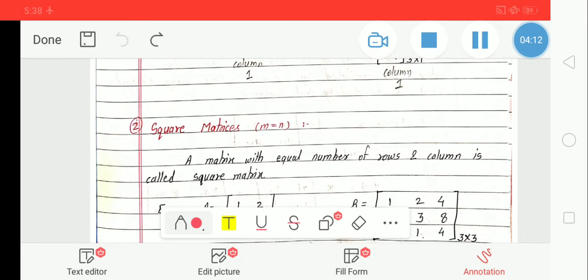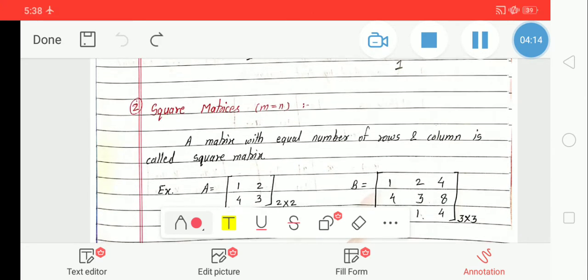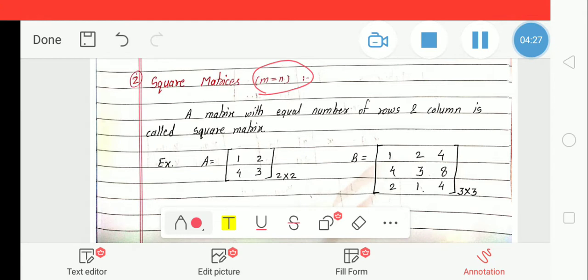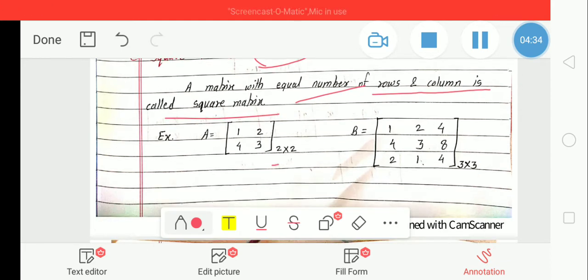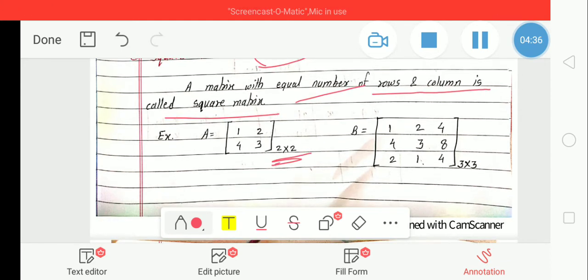And the second type is square matrix. In this matrix m is equal to n, which means the number of columns is equal to the number of rows. जितने रो है उतने ही column रहेंगे. A matrix with an equal number of rows and columns is called a square matrix. So for example, 2 cross 2 means 2 columns and 2 rows. 3 cross 3 means 3 columns and 3 rows. This matrix is called a square matrix.